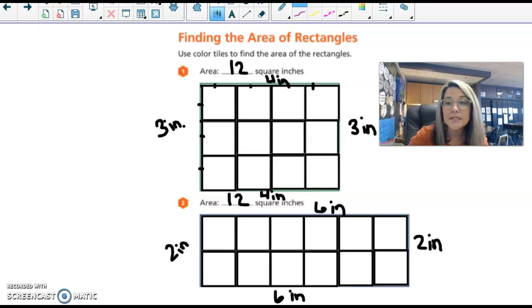So we're going to continue working today, and you may find other rectangles that have the same area but different perimeters. In our next video, we're going to talk about shapes that have the same perimeter but different area.